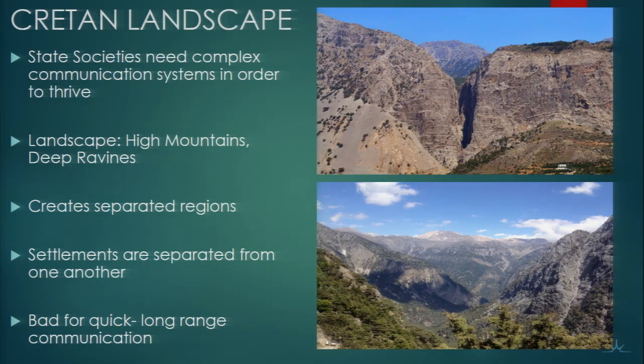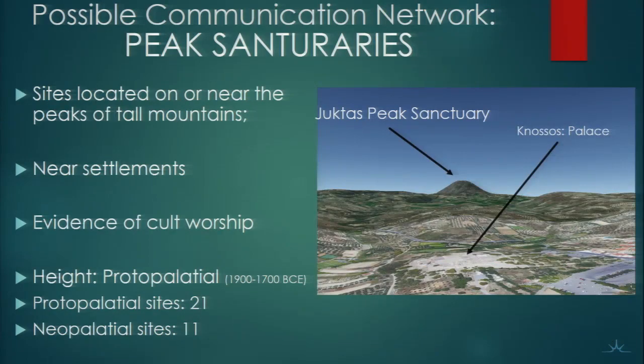The harsh landscape of Crete is full of steep mountain ranges and deep ravines that create separate regions and cut off settlements from each other. Because of these difficulties, this state-level society would have had to develop complex communication systems capable of transporting messages over long distances in relatively short lengths of time. One relatively common site type that could possibly assist in the explanation of a communication network is the peak sanctuary.